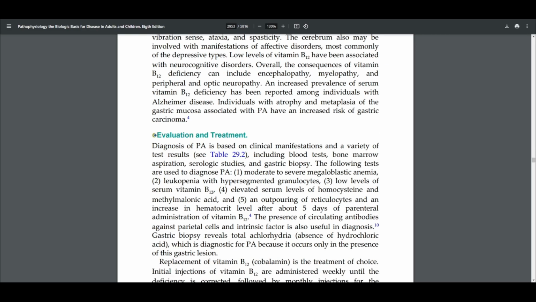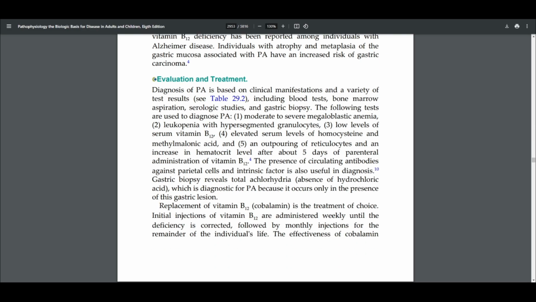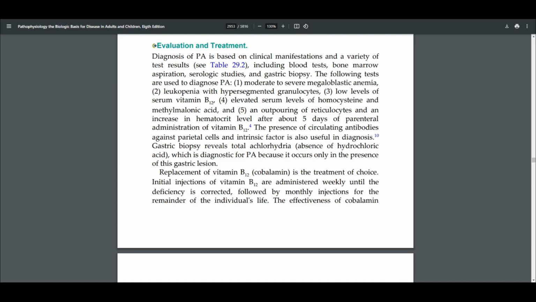So, what's our evaluation and treatment, therefore? Should be pretty straightforward. Diagnosis of PA is based on clinical manifestations and a variety of test results, including blood tests, bone marrow aspiration, serologic studies, and gastric biopsy.